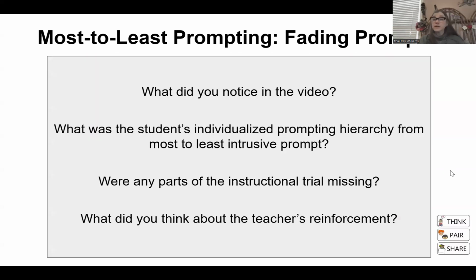All right, so again, take a second, stop the video and write down, what did you notice in the video? What was the student's individualized prompting hierarchy from most to least? Was there anything missing from the instructional trial? And what did you think about the teacher's reinforcement? Go ahead and write those down and then come back.